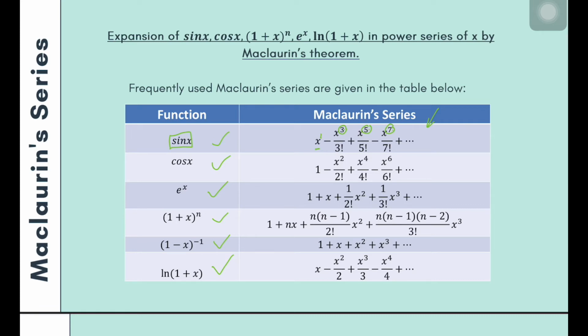And for cos x, why does it start with 1? Because it's actually x to the power of 0, an even number. So x to the power of 0 is equal to 1, therefore it starts with 1. Then you have all the even numbers here as the power, therefore you will divide by 2, 4, and 6 factorial. That is the way you can remember this form of Maclaurin series. But you can always check or refer to this table.